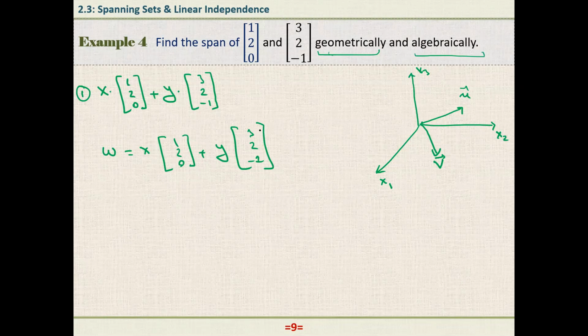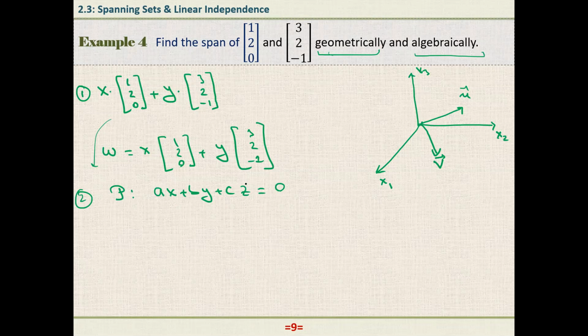Since the span of all of these vectors gives us a plane that passes through the origin, what do we have here? Here we will have the equation of this plane. Let's say the equation of this plane will be a times x plus b times y plus c times z is equal to 0. It's a plane, and on the right hand side we have 0. That means it is passing through the origin, right?